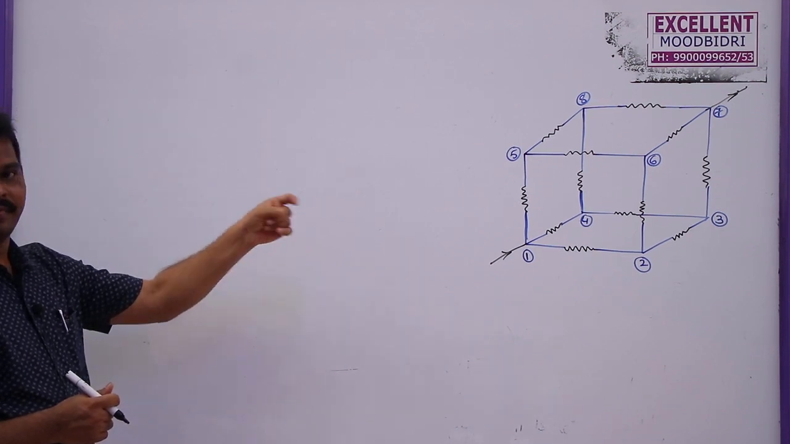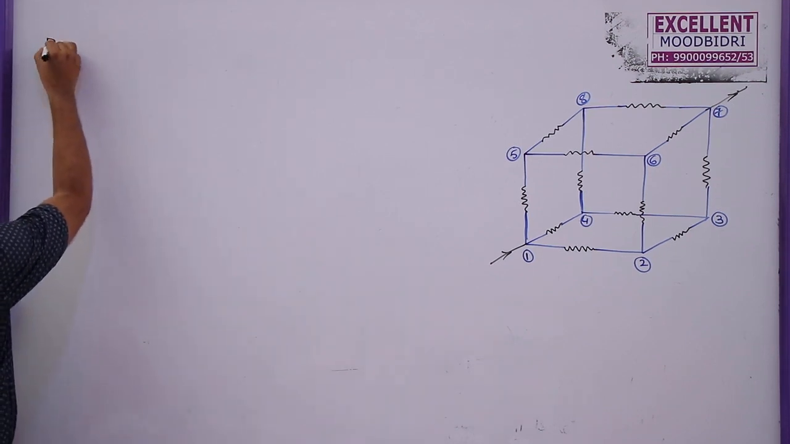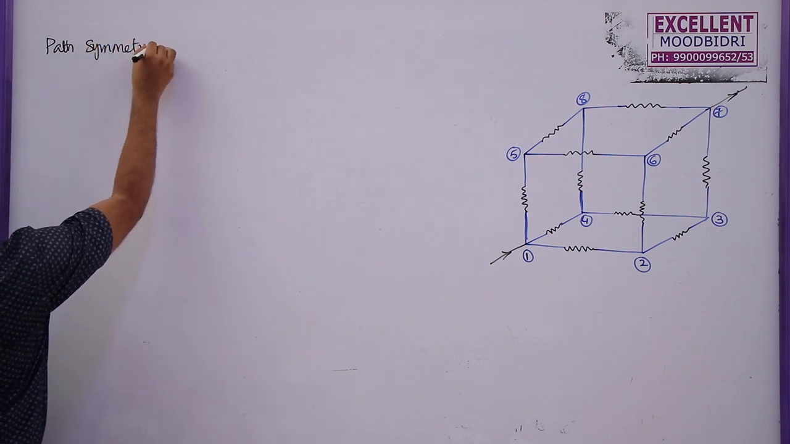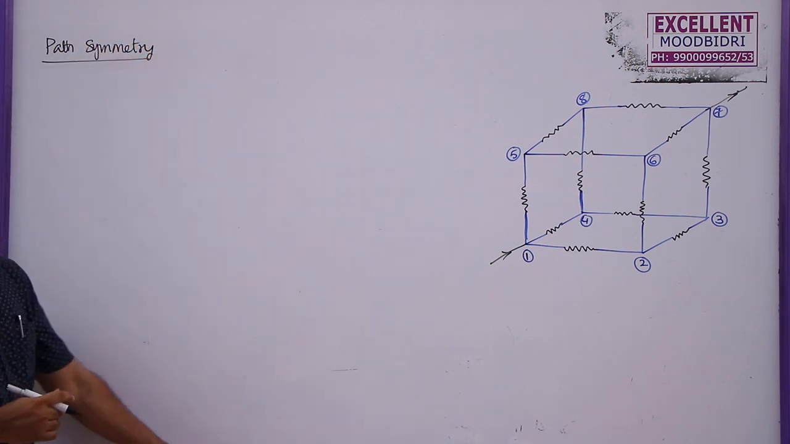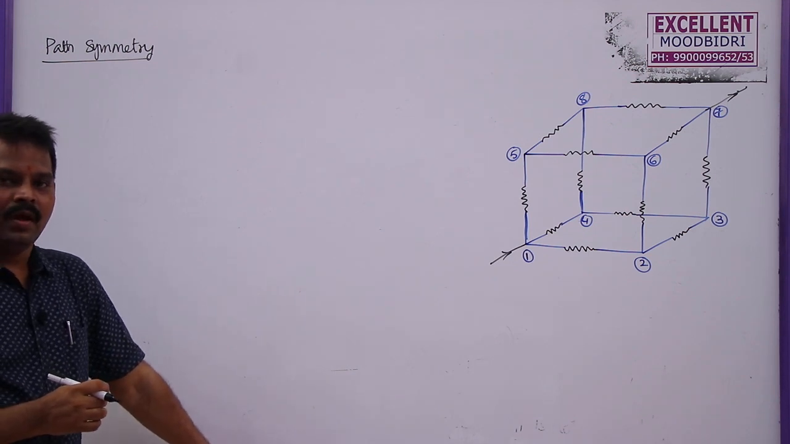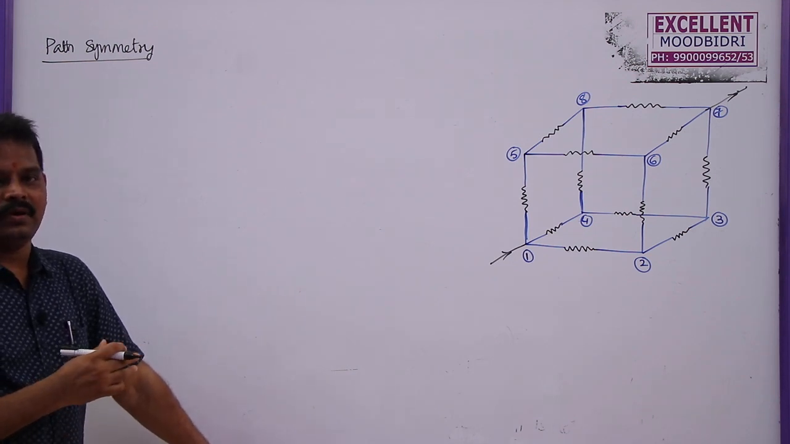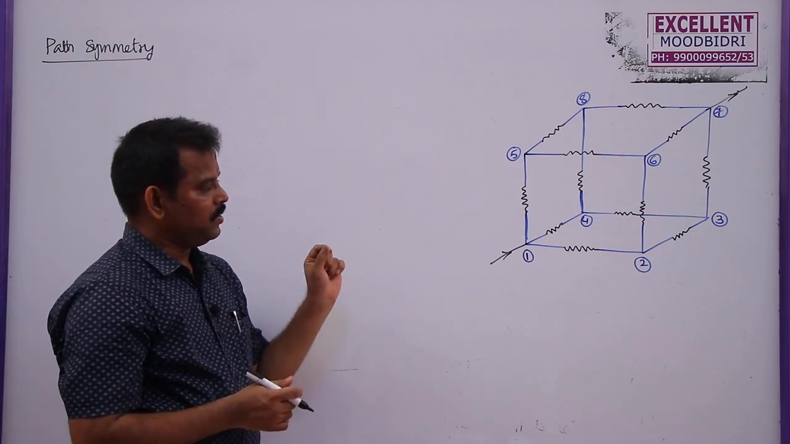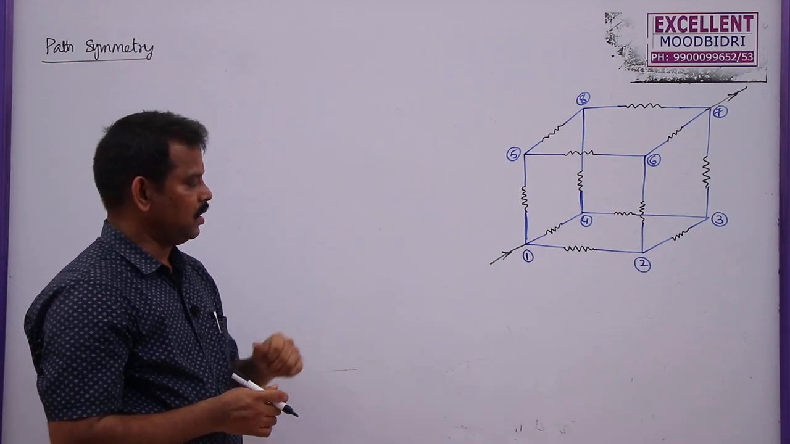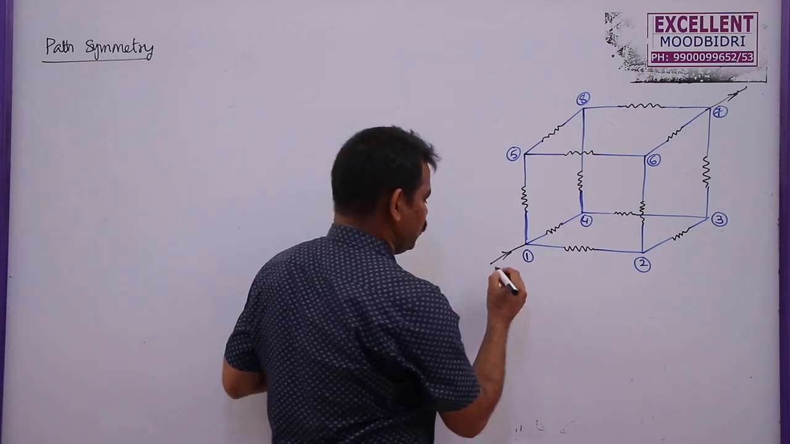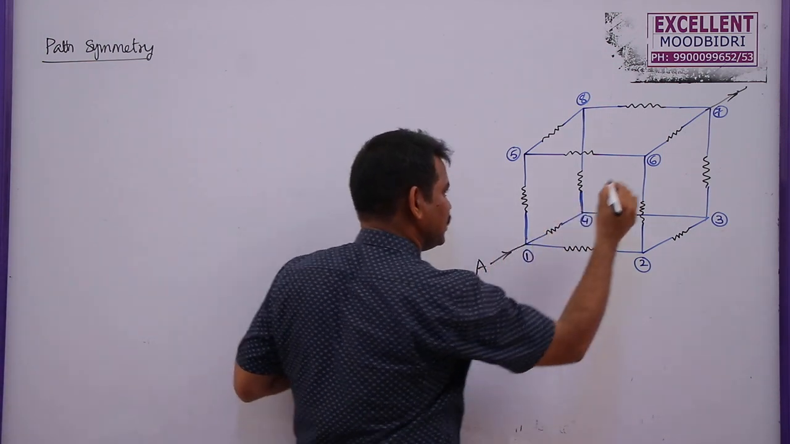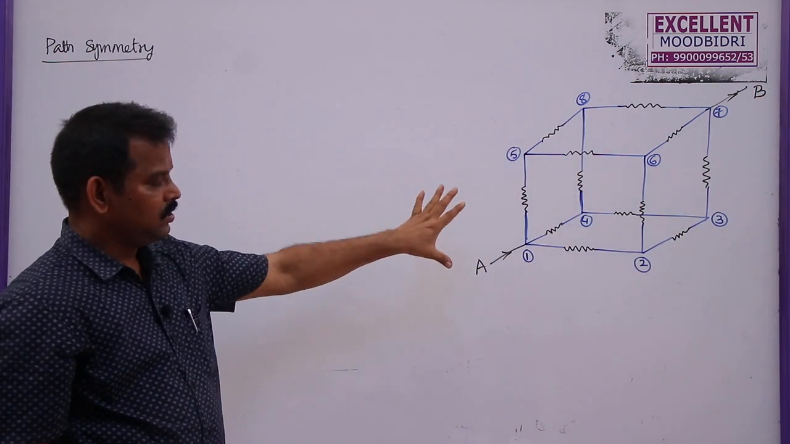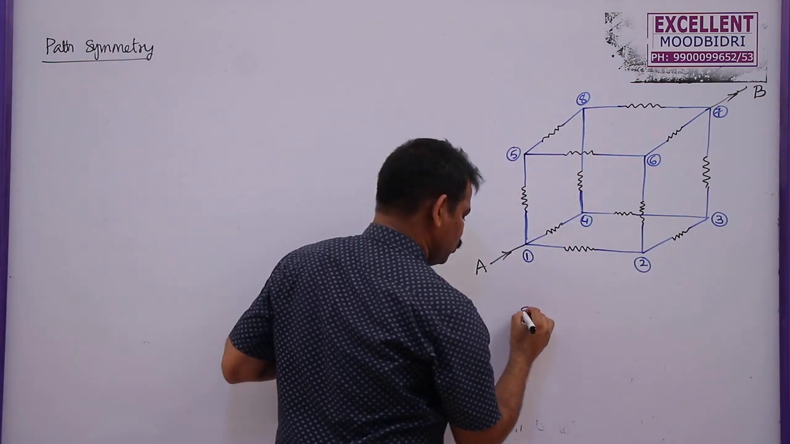This is a problem based on path symmetry. In the previous class we discussed perpendicular axis of symmetry and parallel axis of symmetry. But here path symmetry will be considered to solve this problem. Here I want to find out the effective resistance between these 2 points A and B. This is also called a skeleton cube.